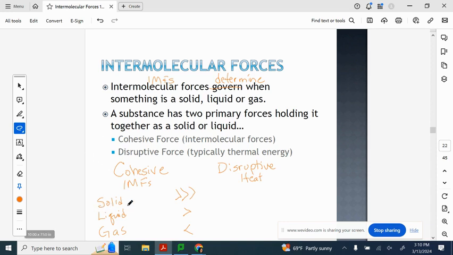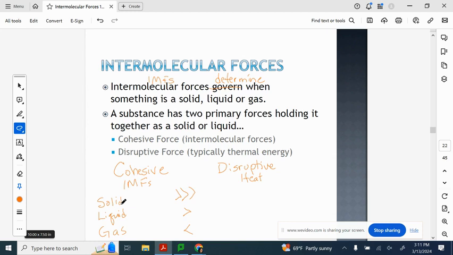Your solids have very strong ones. Those strong IMFs lock those molecules into position and keep them from moving or sliding past one another. You weaken those IMFs, and that's going to allow those particles to slide past one another. And that's why you have a liquid at that point. But you still have volume there. It's still going to have its own volume, and you can measure that. Okay? But they're going to be able to slide past one another. That is the definition of a fluid. It's able to flow.